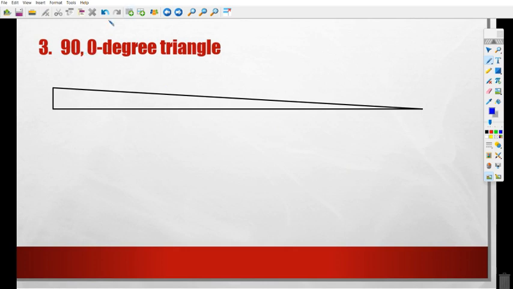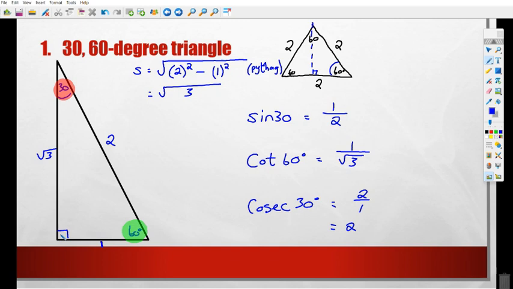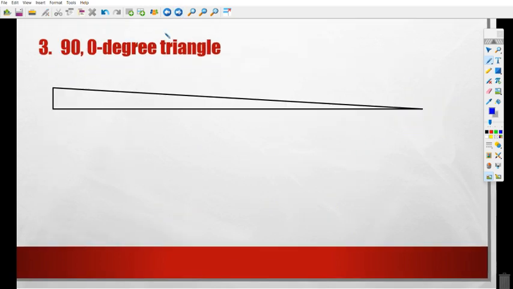Firstly, we see in both of these triangles over here, we have a 90 degrees there and we have a 90 degrees there. That is essential for all of these triangles. So I need to have a 90 degrees here, but I also need to have another 90 and a 0 degrees. So I'm going to put the other 90 over there and 0 degrees over here.